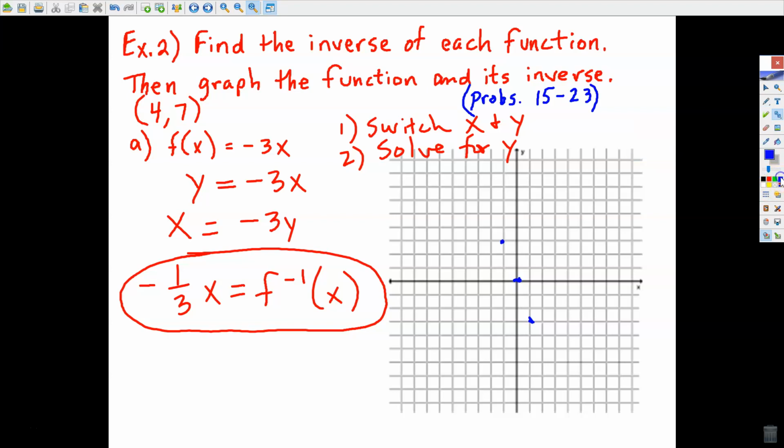Change the color. And all right, so we're in business.